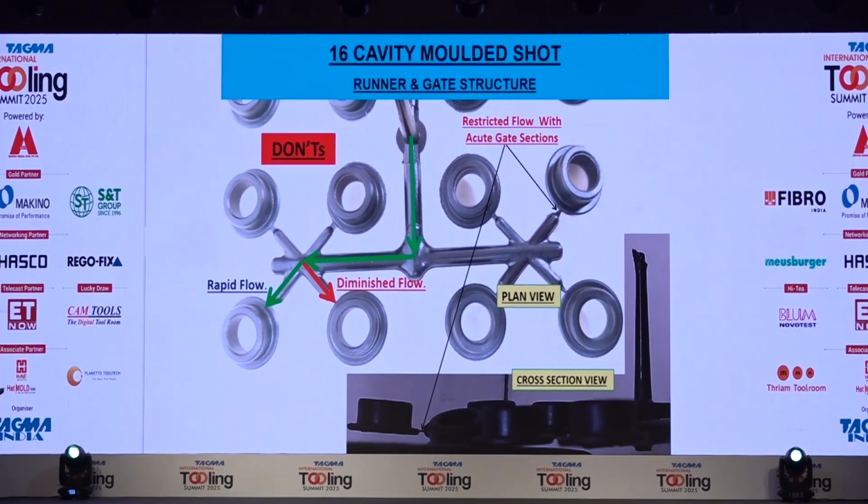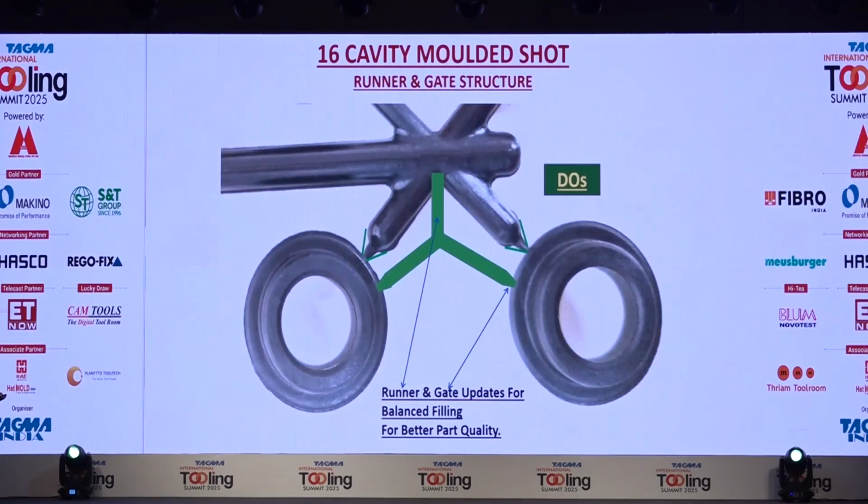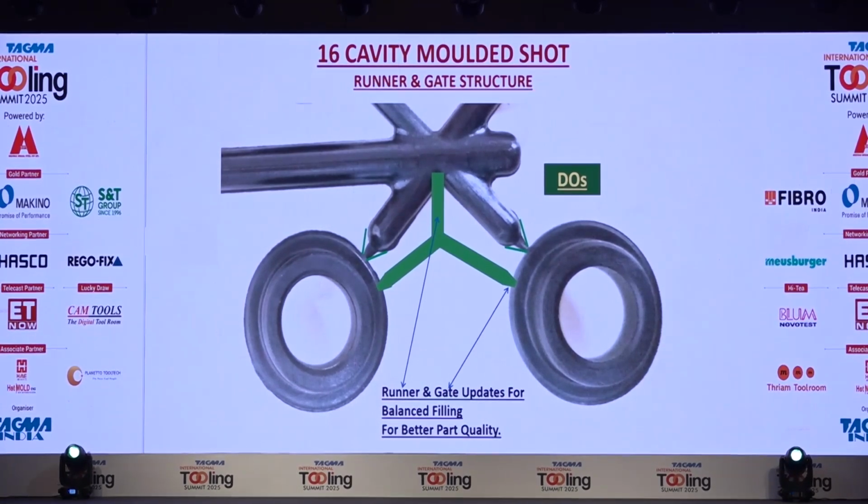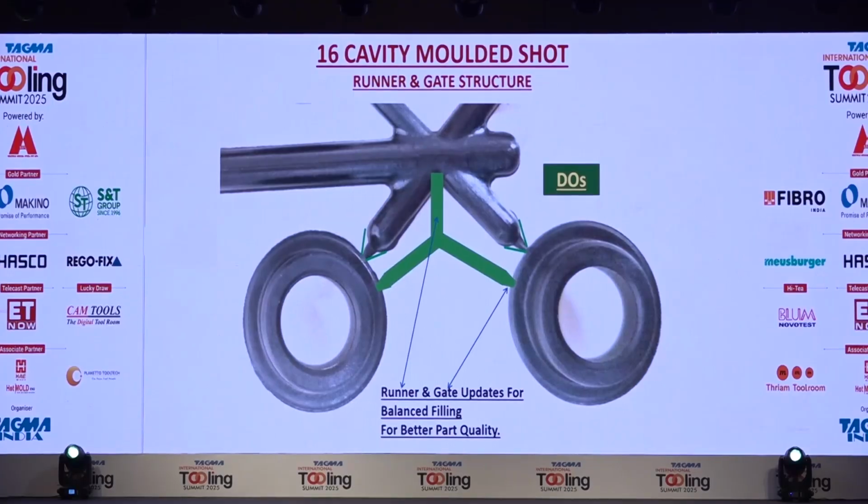Same happens in case of plastics also. To avoid this, what we have to do is make a combination of this. So as the principle, the last point of filling should be the same in all the cavities, regardless of their size. That's why we have to measure the cavities, we have to measure the gates, and we have to make the filling also the same.